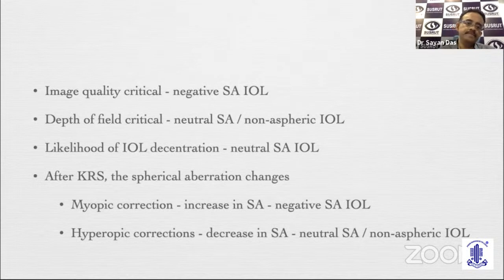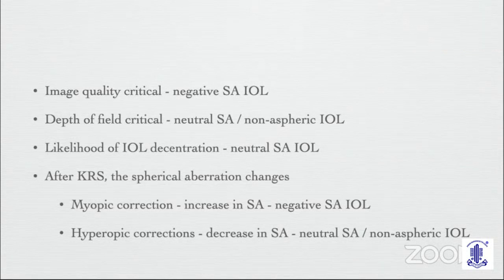Whereas when the depth of field is critical, we might plan to keep some spherical aberration residual. So we may use a neutral spherical aberration IOL or a non-aspheric IOL. If there is a likelihood of IOL decentration, it's better we do not use a negative spherical aberration aspheric IOL. We should use a neutral spherical aberration aspheric IOL.